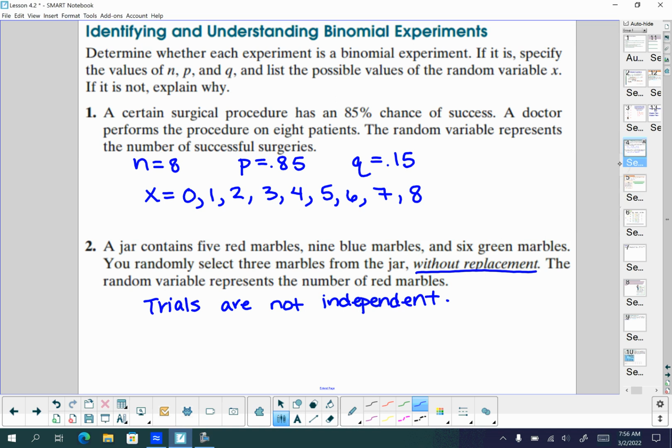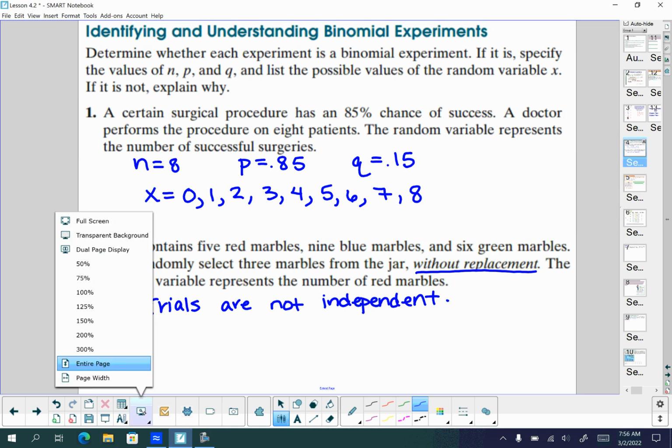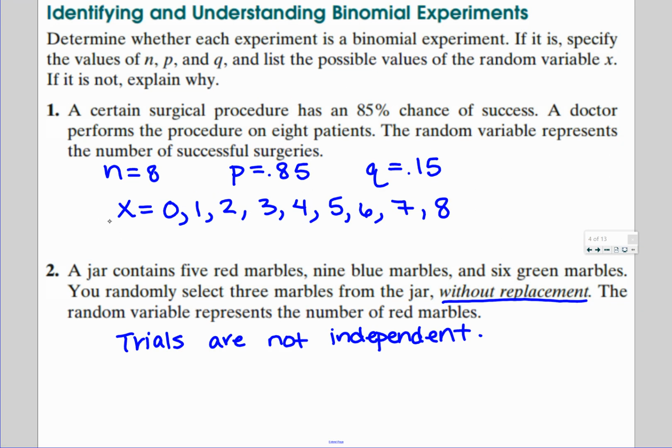All right, let's take a look at it. So the first one is a binomial experiment. 8 trials, probability of success is 85%, probability of failure is 0.15, and here it asks for all the different possible values that x could be. And remember, x is the possible number of successes. So you could have anywhere from 0 successful surgeries all the way up to 8 successful surgeries. And we'll put that information with the x's in a table of values in a little bit.